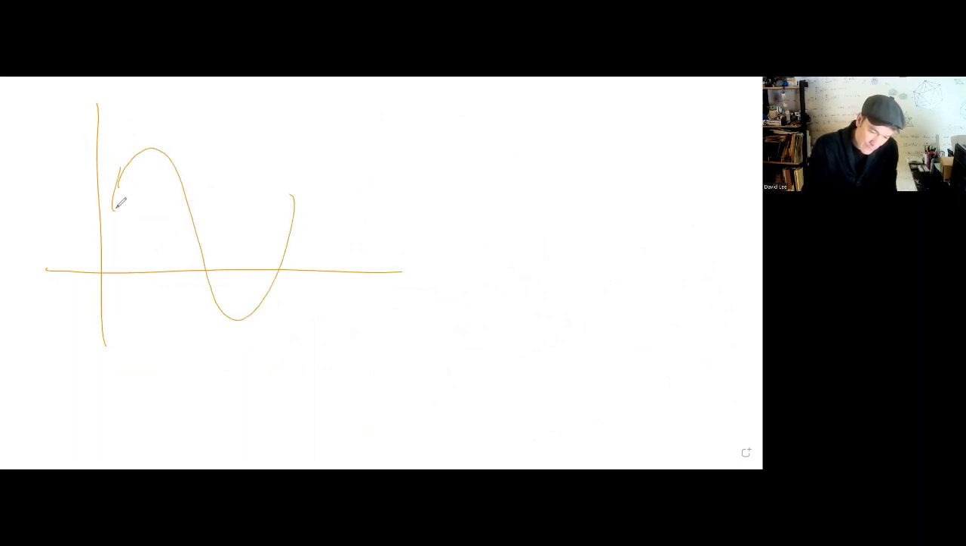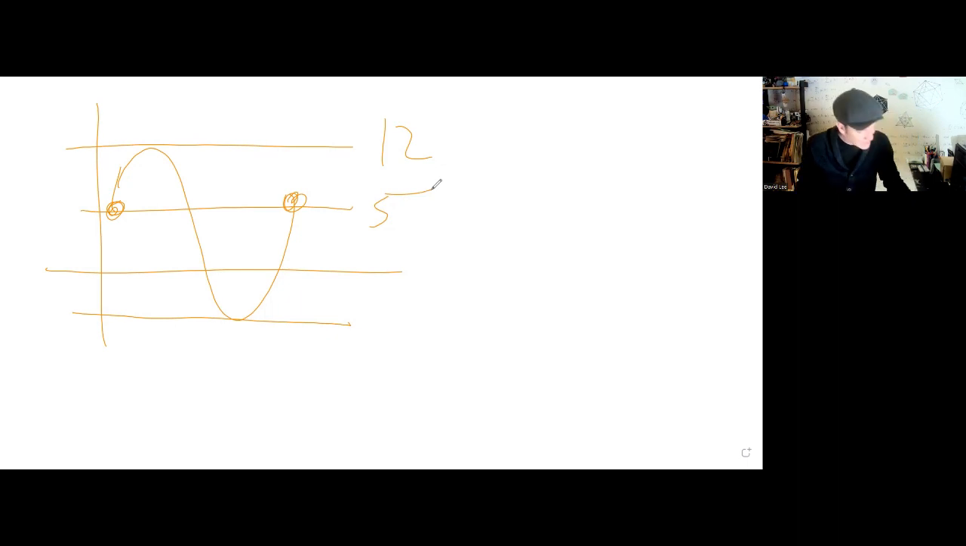Well, for number 2, you have a wave and you have a beginning and an end. You know that the top is at 12 and the bottom is, does it say? It doesn't say the bottom. But you know that the middle is 5. Yeah, that's what it says in the picture, right?